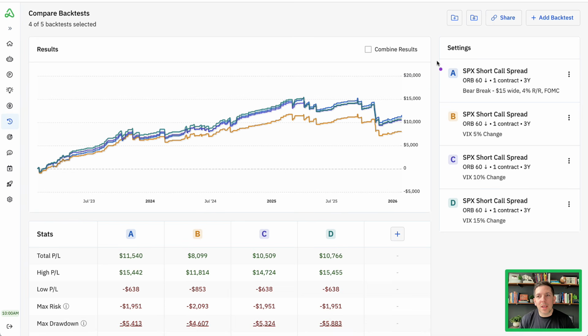Let's test something else, like VIX. So maybe the reason that we had these bearish days where the market goes down and we get this bearish break, because again, this is the short call spread side, the hypothesis was that VIX is going up, right? We get a big bearish day and then maybe there's a reversal at the end of the day. So I tested maybe a 5% VIX change on the day, or 10% or 15% VIX change.